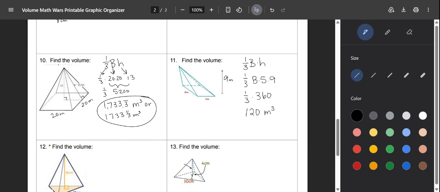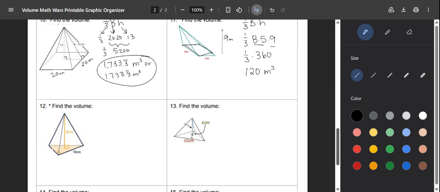Welcome back. We should have gotten 120 meters cubed. We would find the area of that base, which is 8 times 5, multiply it by the height, which is 9, and then multiply by 1/3 because it's a pyramid. It's slanted, but it's still a pyramid. The same rules still apply.